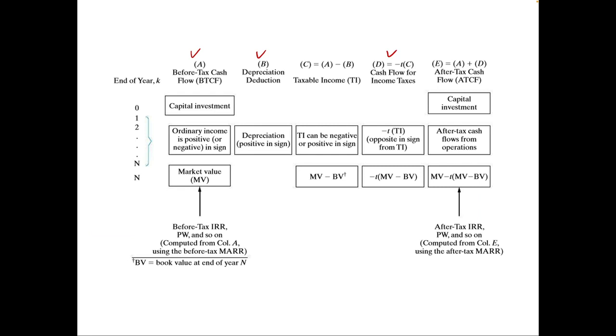So in this table, we have different columns. The first column is the number of year. So if it's 0, it is the end of year 0, which is at the beginning, okay? And 1 means the end of year 1. N means the end of year N, okay?